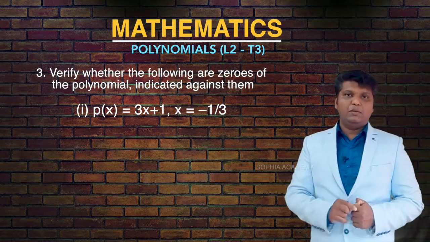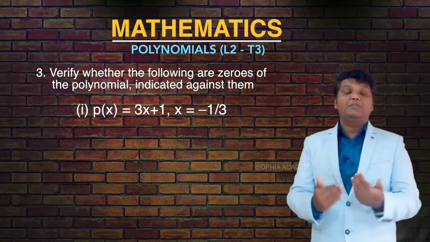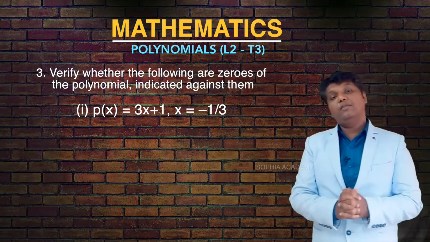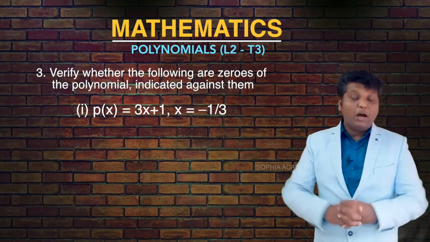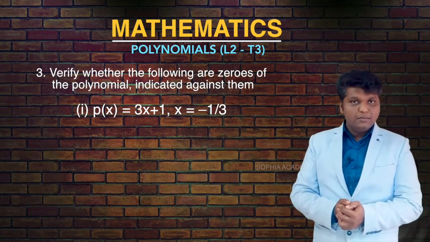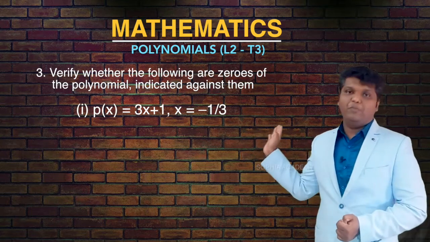X is equal to minus 1 by 3. And we have to check whether this minus 1 by 3 is the solution of the given polynomial or not. How will you find the solution? Or how will you find whether it is the 0 or not? Just by finding P of minus 1 by 3.